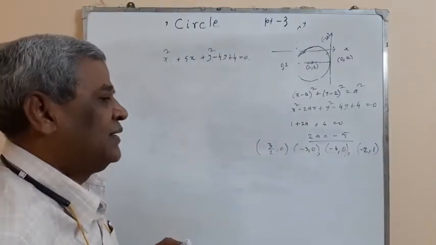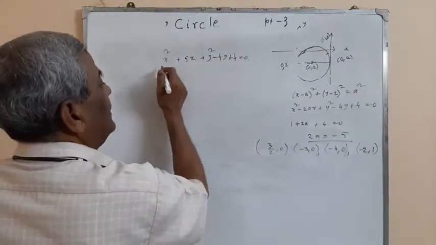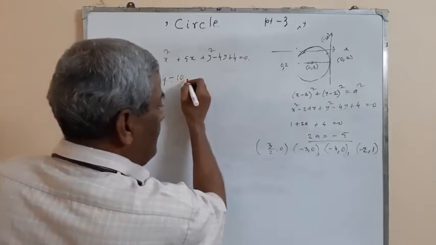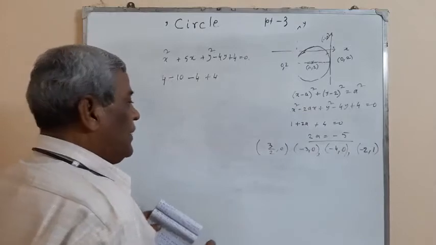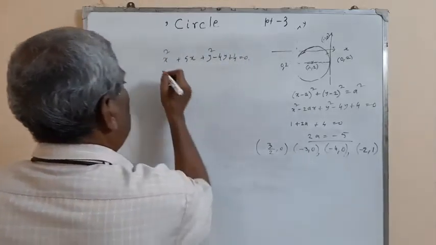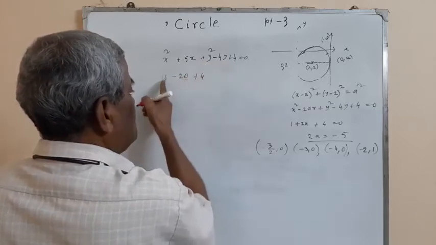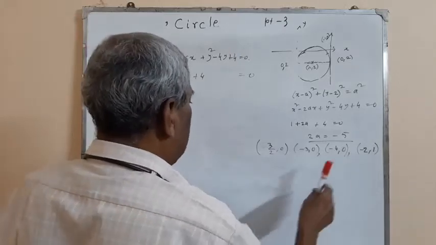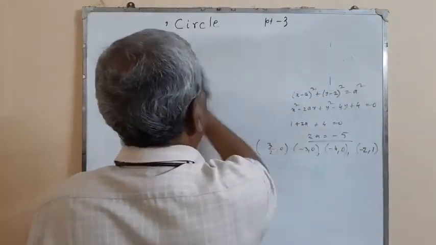For option test, it is better you start from the end, that is -2, 1. If -2, 1, it is equal to actually 4 minus 5 minus 10, 4 plus 4. This is not equal to 0, so it does not satisfy. Next attempt for x is equal to -4, y is equal to 0. 16, it is minus 4 means minus 20, 0, 0 plus 4. It is 16 plus 4, 20 minus 20 is equal to 0, which satisfies it. Therefore, this point -4, 0 is a point on that circle. That was the problem actually, and it is done by option test.